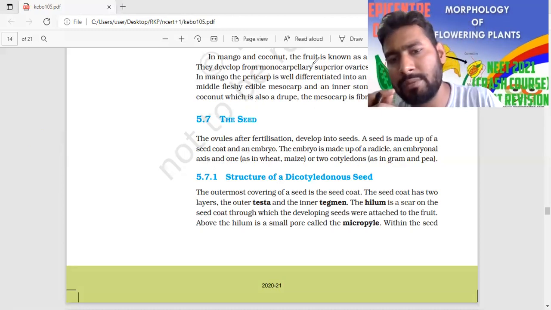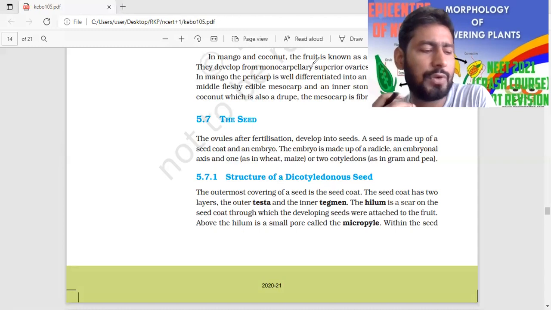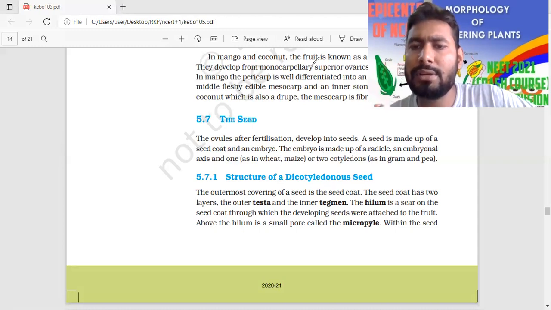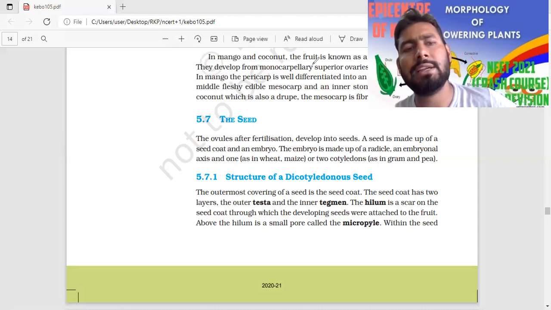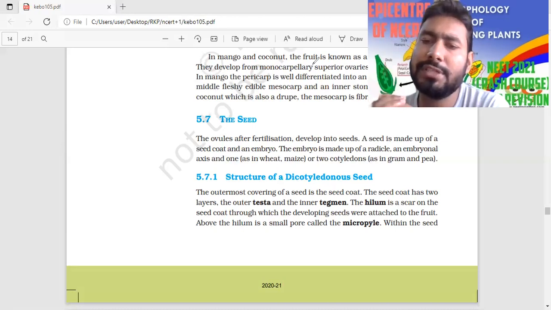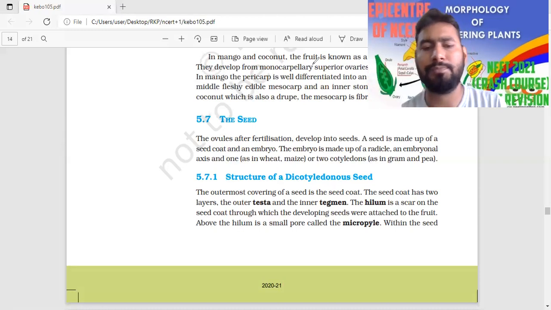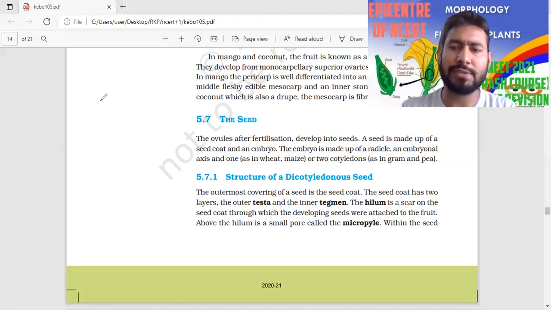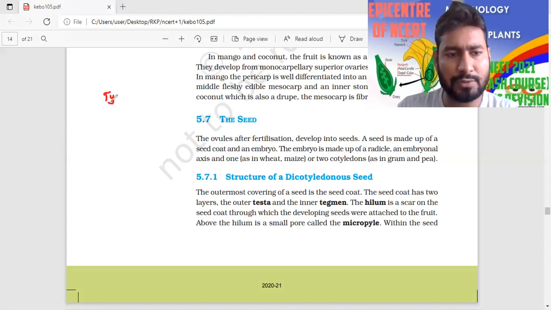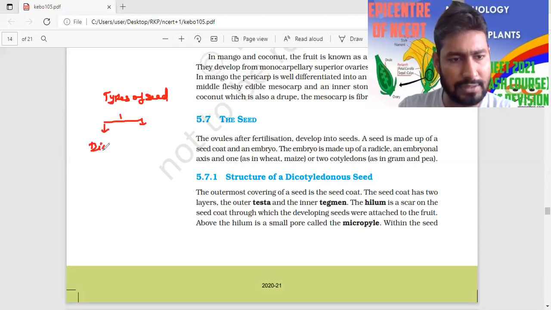So seed is made up of two things. First is the embryo, and another is the seed coat. Seed coat outer is made up of the testa, inner of the tegmen. Outer is derived from the outer integument and inner from the inner integument, which is part of the embryo sac. Now let's come to the types of seeds. There are two different types of seed: first is the dicot and second is the monocot.